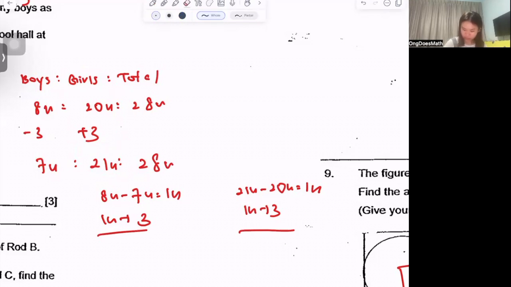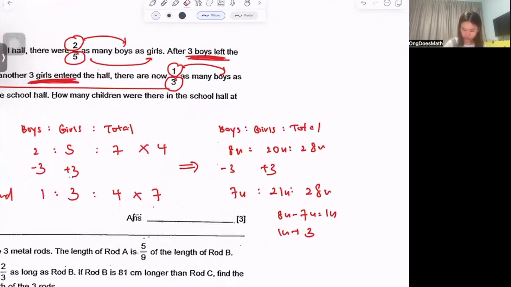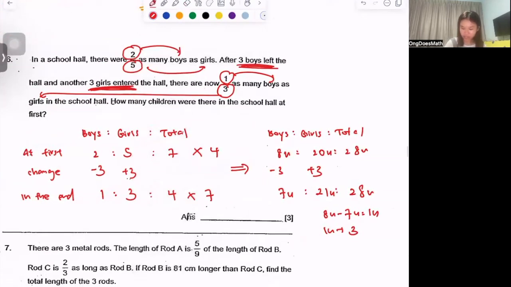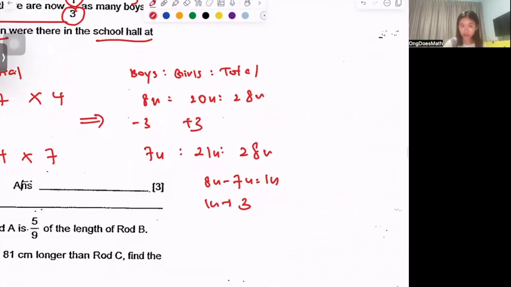So we'll just use one of it. We'll use the one for boys. So 1 unit equals 3. Now the question asks you, how many children were there in the school hall at first? So at first or in the end, the total number of students is the same. It's still 28 units. So what we want to do is find out what 28 units is, which is just 28 times 3. Good. So the answer should be 84.